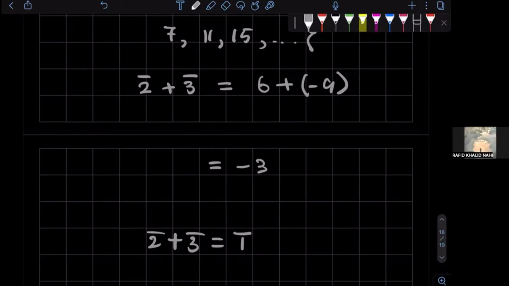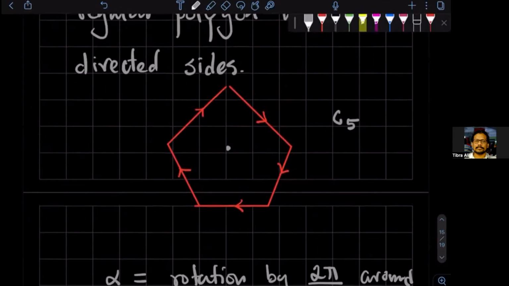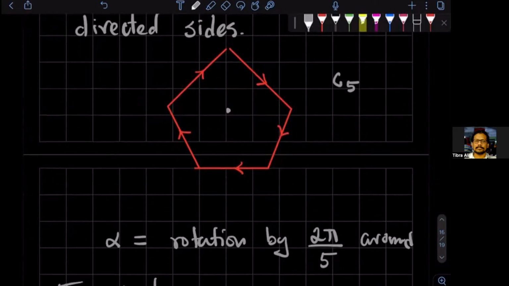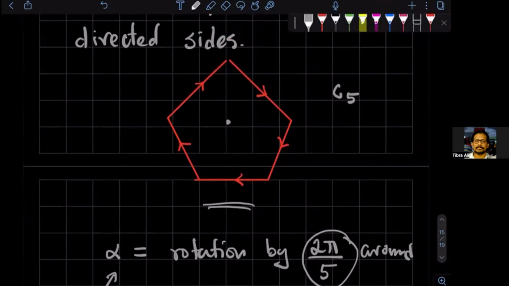So could you discuss C5 again, if that's possible, shortly? C5, yes. C5 is the group of symmetries of a pentagon with directed sides. So it is generated by a rotation of, say, 2 pi by 5. So one way you can do it is the following. You can take this shape and let's just copy and paste it below.